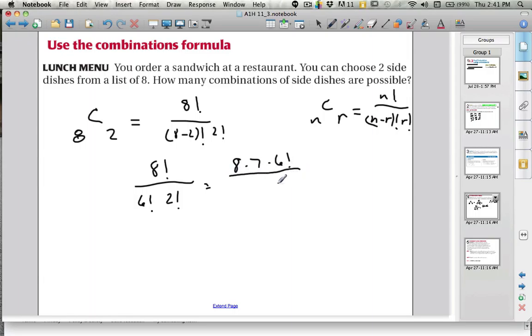So you see, I'm only factoring it down and writing the factorial out until I match the largest factorial in the denominator, because these are going to cancel. 2 times 1 is 2. 2 goes into 8 4 times. 4 times 7 is 28. That's how many different combinations of side dishes I could choose, picking 2 at a time from a set of 8.